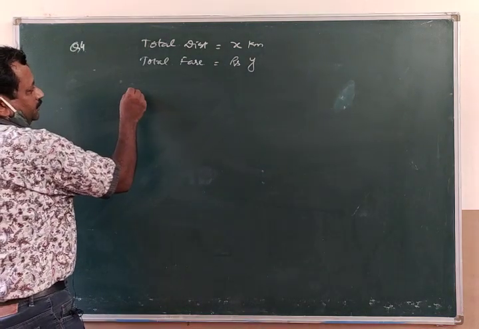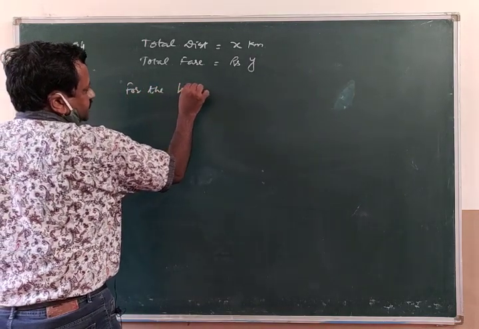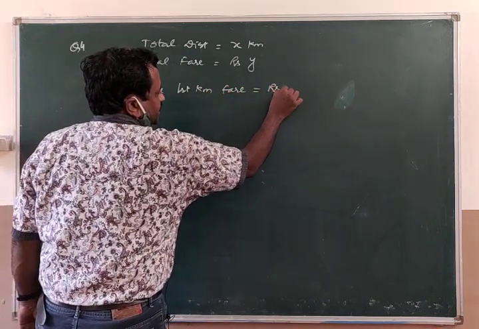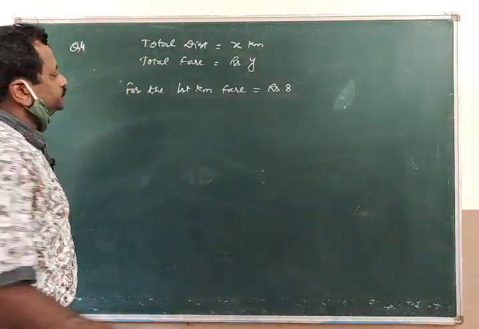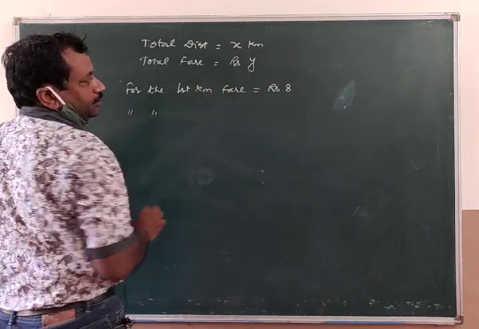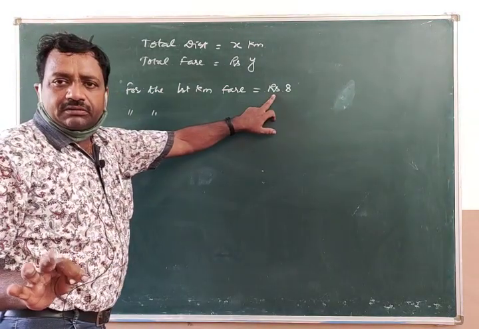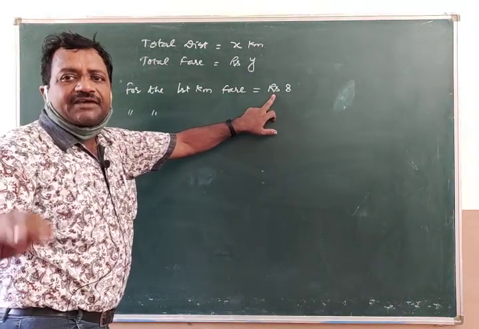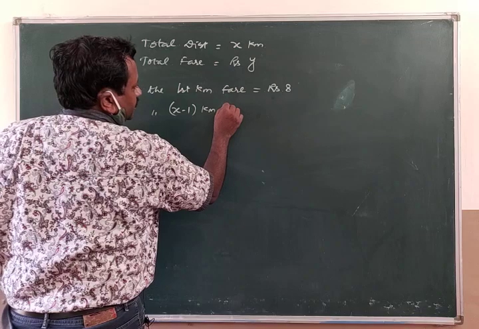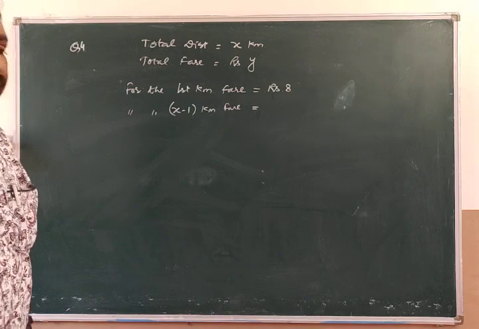For the first kilometer, fare is rupees 8. It is also written in the question. For the subsequent distance, now remove the first kilometer from x, because total distance is x, and for the first kilometer we have already taken 8. Now the next kilometers are x minus 1. So x minus 1 kilometer will be charged at the rate of rupees 5 per kilometer.